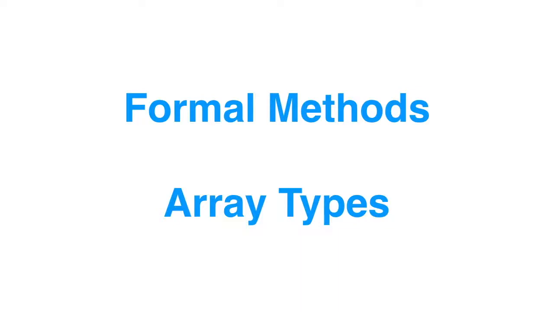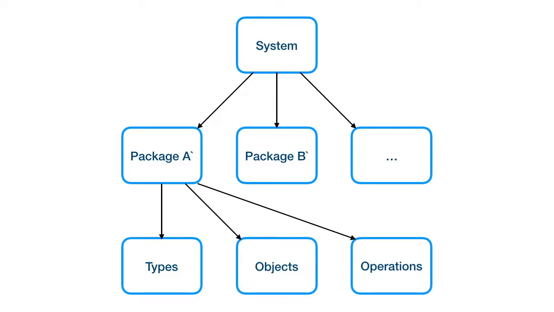Hi, I'm Maciej, and this video is one part in a series explaining my idea to use Mathematica for formal methods. In this part I will continue my exploration on how different types can be modeled and represented internally. As you have already seen, the idea is to have a system with a set of packages, and in each package we can expect to be able to define types, objects and operations on them.